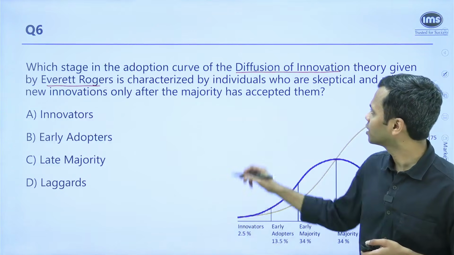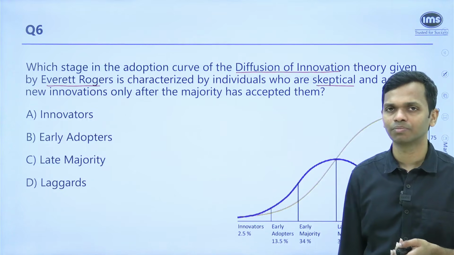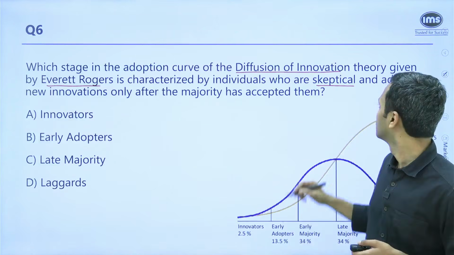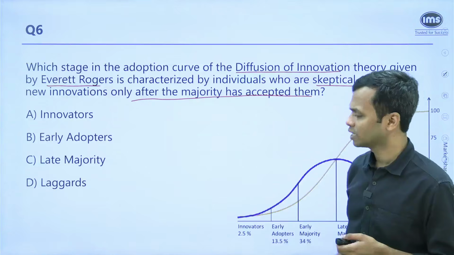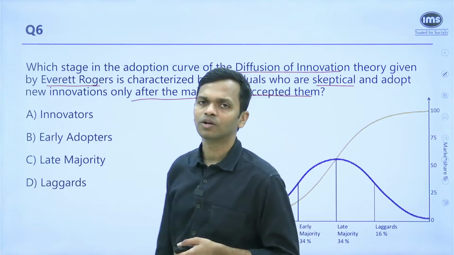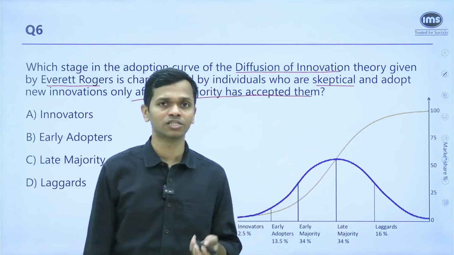Is characterized by individuals who are skeptical. If you think of the meaning of the word skeptic, it's somebody who is doubtful, and adopt new innovations only after the majority has accepted them. Think of mobile phones, for example. When the mobile phones were introduced, initially some people bought it, right?